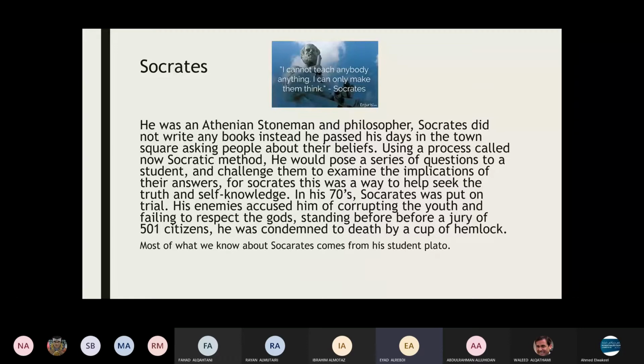In his 70s, Socrates was put on trial. His enemies accused him of corrupting the youth and failing to respect the gods. Standing before a jury of 501 citizens, he was condemned to death by a cup of hemlock. Hemlock is a deadly poison. Most of what we know about Socrates came from his student Plato.